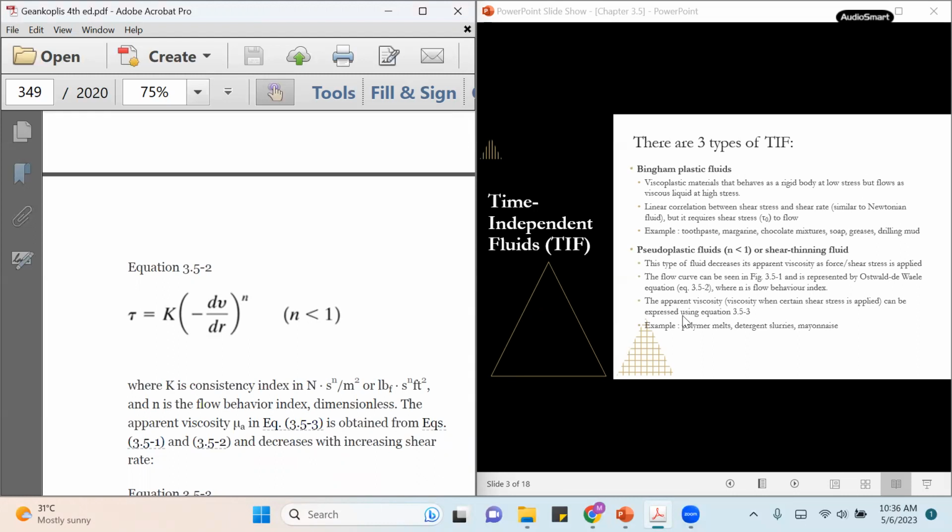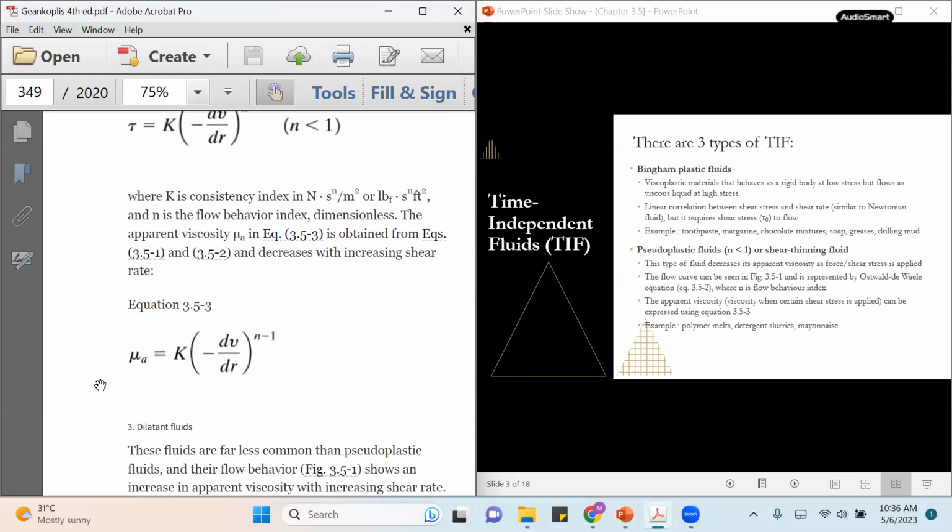Now the apparent viscosity, or we can say the viscosity when a certain shear stress is applied, can be calculated using this equation, equation 3. So this is the apparent viscosity. Mu A is apparent viscosity, or viscosity when a certain shear stress is applied.